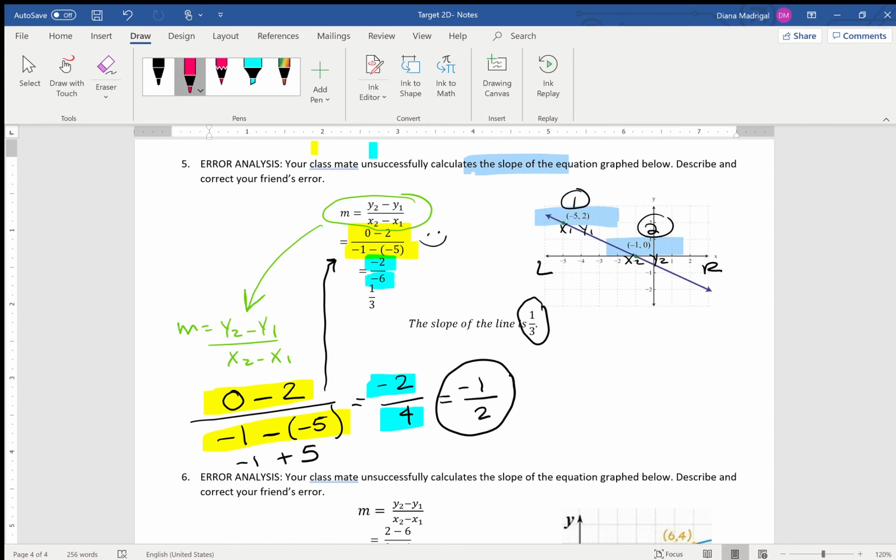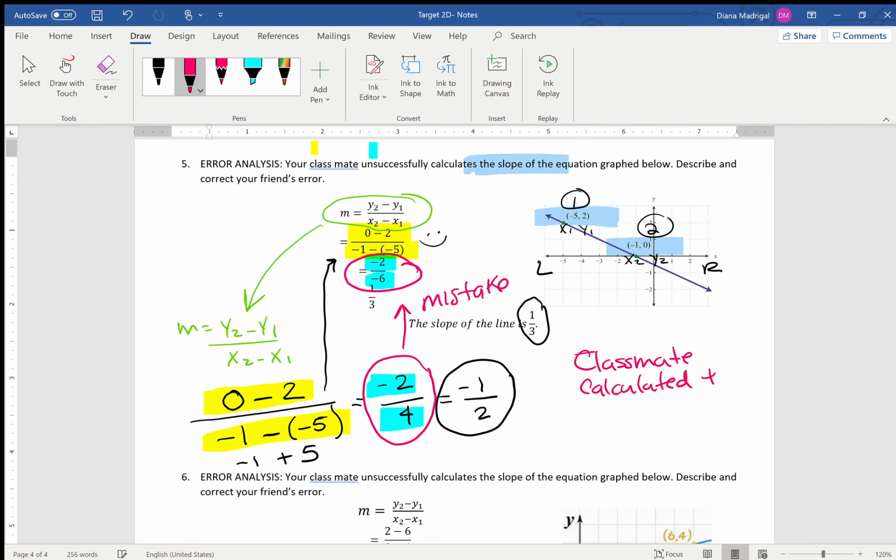And I'm going to change my color here. I'm going to circle the mistake. And I'm going to circle my answer. And I'm going to write mistake. Okay. So my mistake for this one is that my classmate calculated the slope wrong. Final answer is -1 over 2, so it's -1/2.